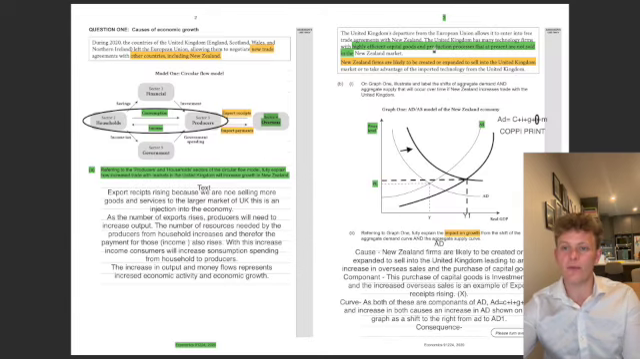The second thing I'm thinking is highly efficient capital goods and production processes are not sold in the New Zealand market. So that is going to shift AS.